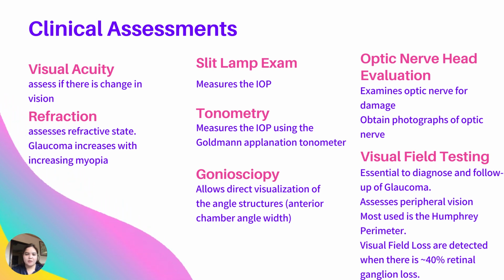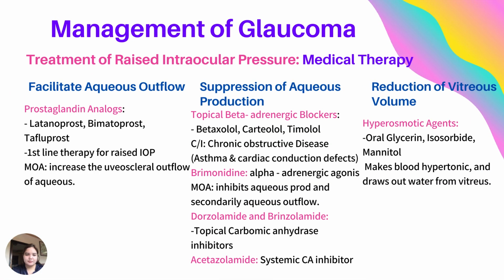Then we have to do the optic nerve head evaluation to examine the optic nerve for damage and obtain photographs of the optic nerve. Visual field testing is essential to diagnose and follow up glaucoma. It assesses peripheral vision, and the most used is the Humphrey perimeter. Visual field loss is detected when there is approximately 40% retinal ganglion cell loss.